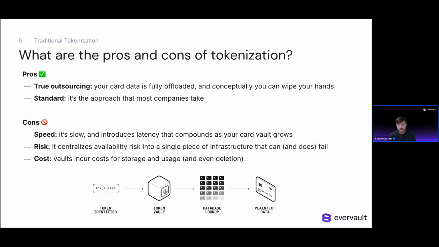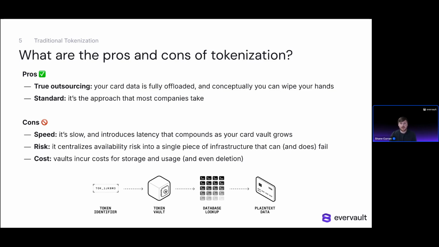And then the final thing is just the economic aspect. Because there's a database that costs money to run, it costs money for storage, and costs money for all the operations that you do on that data. Not only do they incur costs when you actually process a transaction, but simply storing a card on file costs money, as well as deleting the card as well.